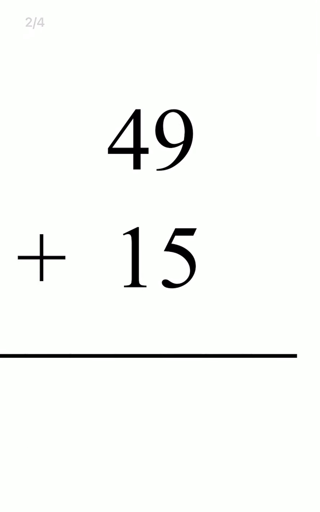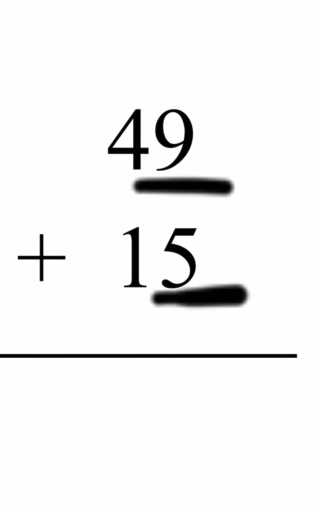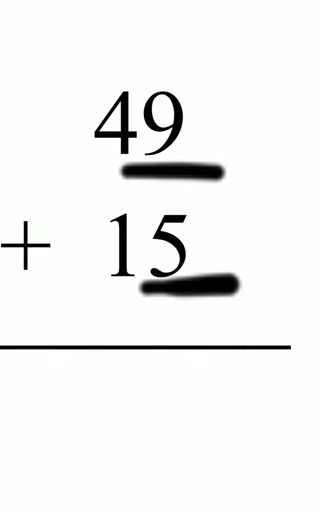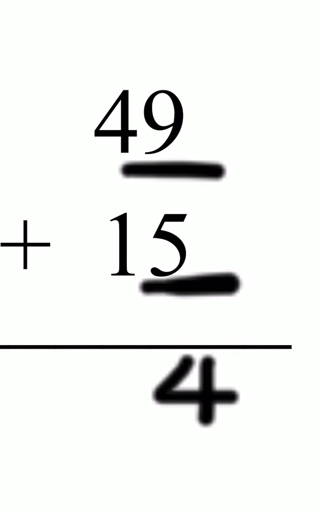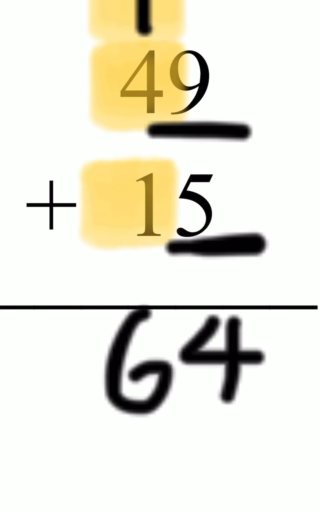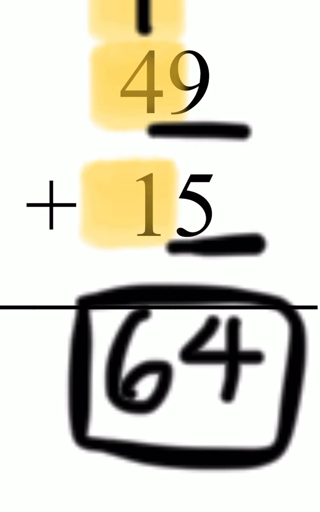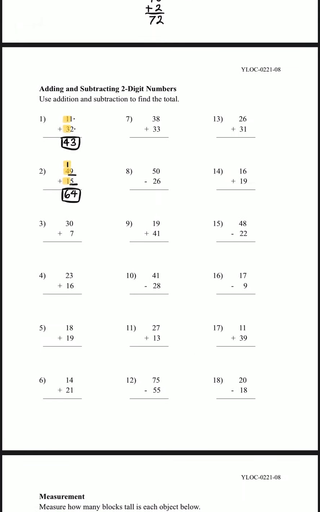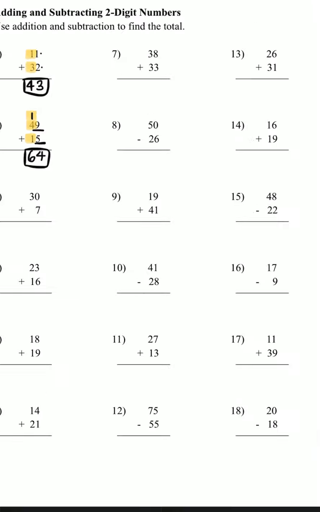So we have 9 and 5 on the ones place. So 9 plus 5 is 14. So we need to put 4 on the bottom and 1 on the top. And 1 plus 4 is 5, and 5 plus 1 is 6. So 64 is the answer for number 2. Let's look at number 10.